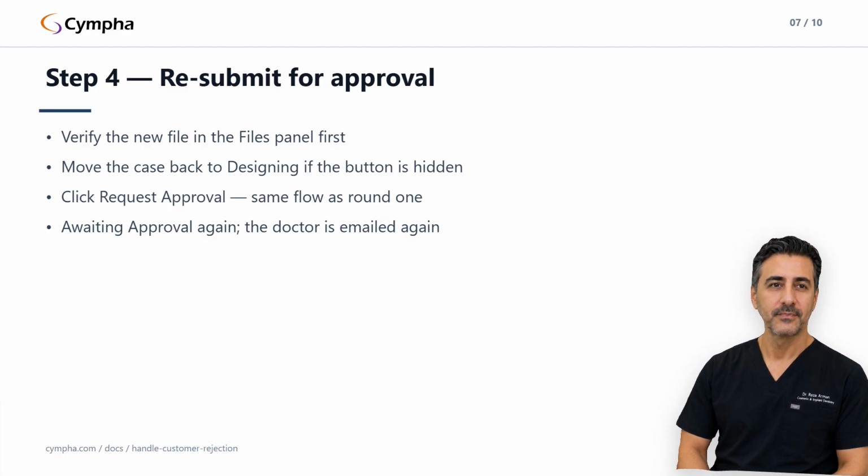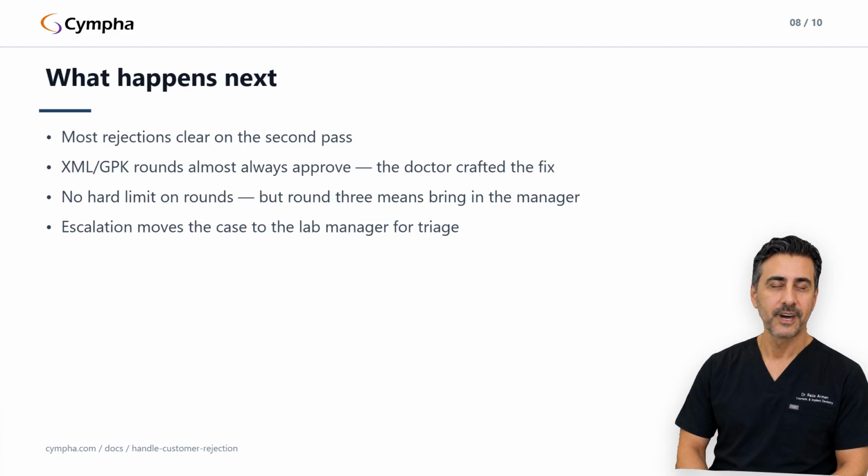Usually right here. Most rejections clear on the second pass, and AlignerBot rejections that arrived as a clean XML or GPK overlay almost always do, because the doctor literally handcrafted the refinement you just applied. The case moves to approved, and digital delivery takes over. If they reject again, the same loop repeats. A new chat note, or a new structured file, explains why.